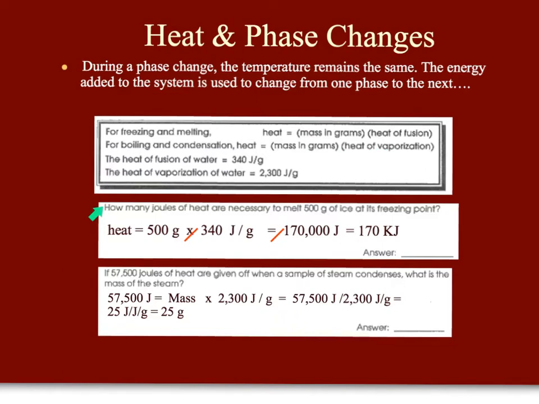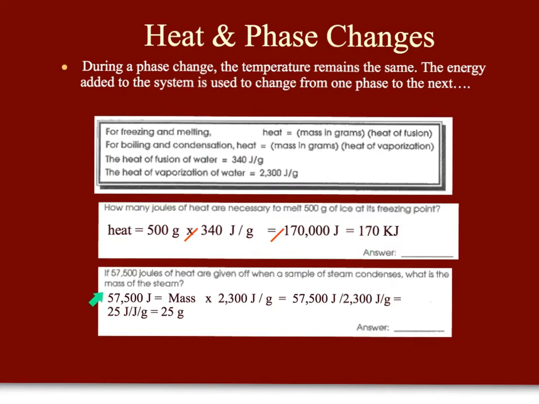Now, our first problem says how many joules of heat are necessary to melt 500 grams of ice at its freezing point. We're going to have our heat, which is Q, equal our mass, which is 500 grams, times our heat of fusion. What we're going to notice is that our grams cancel out, and so we would have this in joules, and because we want to know in kilojoules, we would have 170 kilojoules.